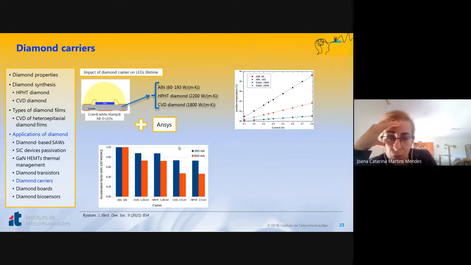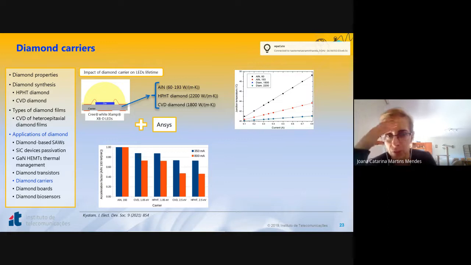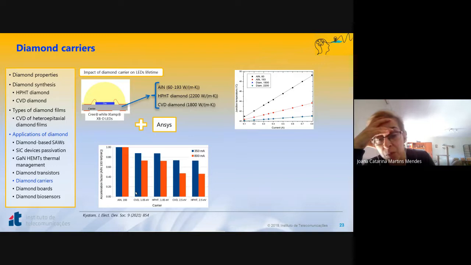So in this graph, I represent the acceleration factor when we consider a good aluminum nitride carrier, so 193 watt per meter Kelvin thermal conductivity. And we consider the two activation energies that we found in the literature that limit the aging effect. So you have either an activation energy of 1.05 eV or 2.5 eV. So these are the limiting values because we don't have the information from the manufacturer. And we calculated the acceleration factor for 350 milliamps, which is nominal current, and 800 milliamps.